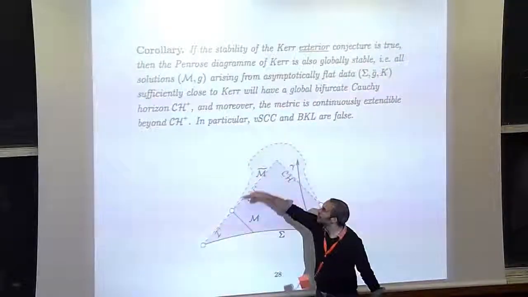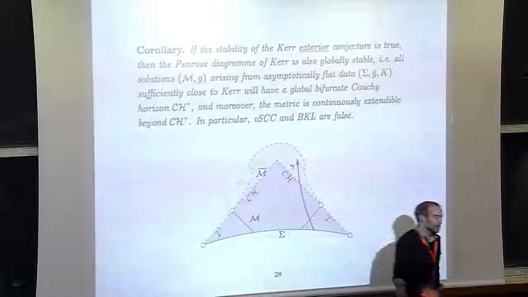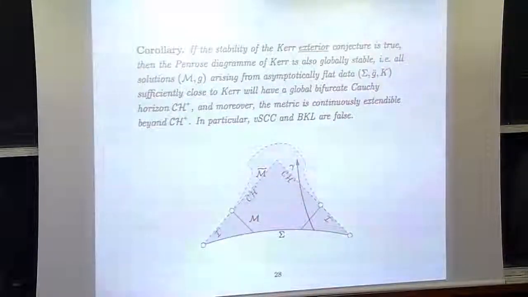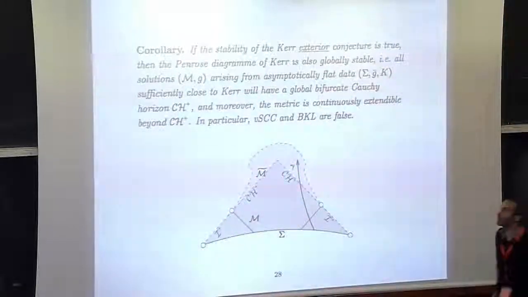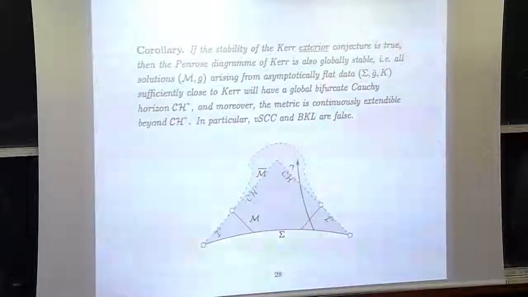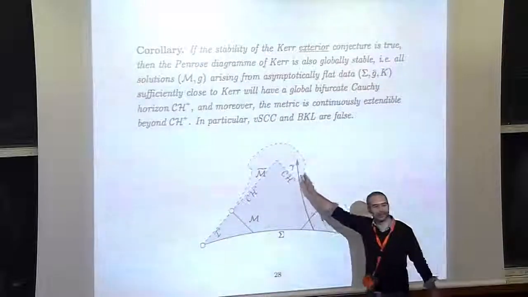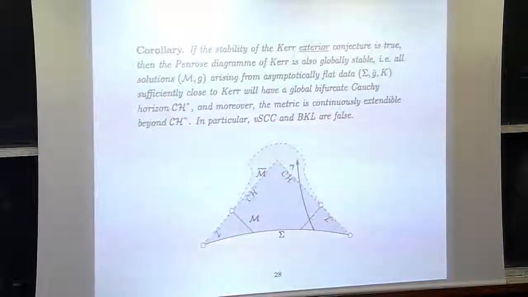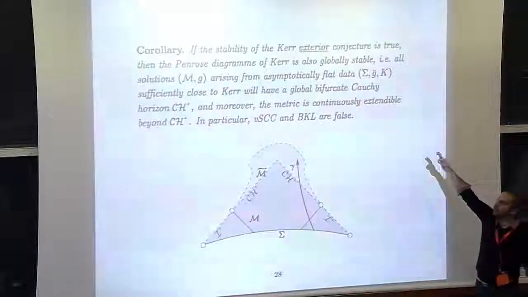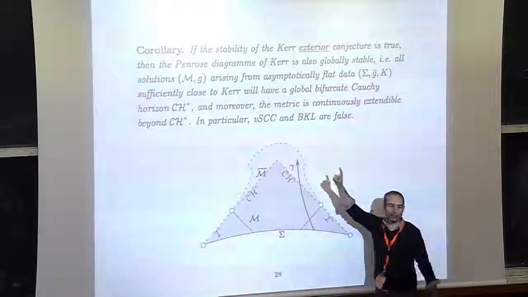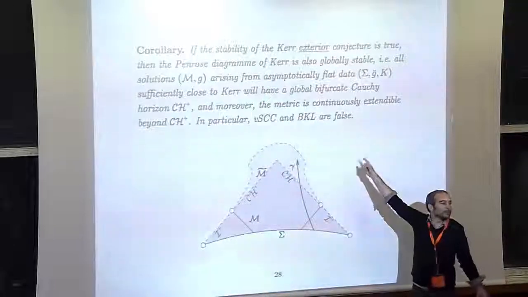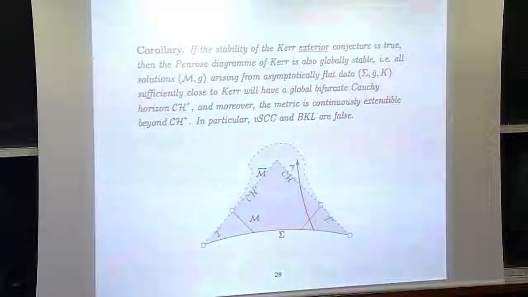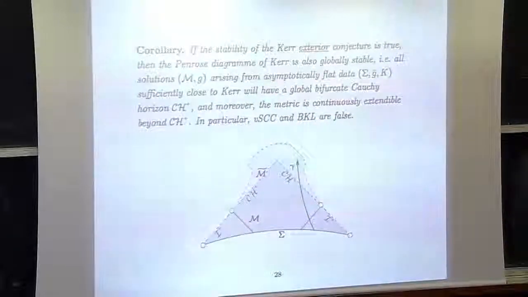And the maximum development will still be extendable continuously. Okay, the metric continuously. Moreover, all finitely living observers will enter into the extension. So in particular, given the stability of the exterior, very strong cosmic censorship, and thus also BKL, as usually understood, is false. Okay? So that's a corollary of this theorem.